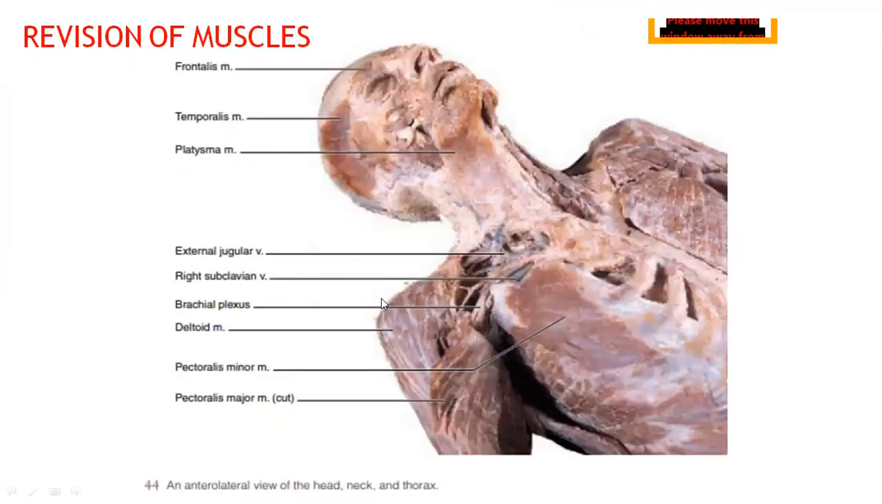Now a few more muscles. You can exclude the muscles of the head and neck region because we haven't finished this area yet. But the muscles of the pectoral region and upper limb have been covered. So this is the pectoralis minor muscle. The pectoralis major has been reflected. We know this is deltoid, isn't it?